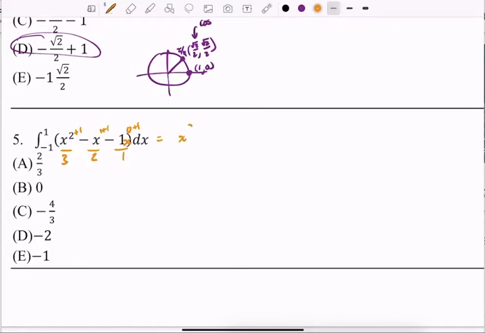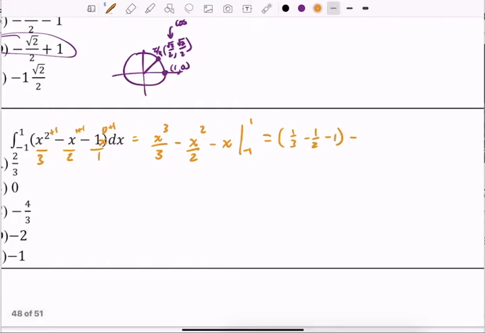So we have x to the third divided by 3 minus x to the second divided by 2 minus x, 1x. And then what we're going to do is plug in the 1 and the negative 1 and see what we get. First, I plug in the 1. I'm going to use parentheses. I got 1/3 minus 1/2 minus 1.